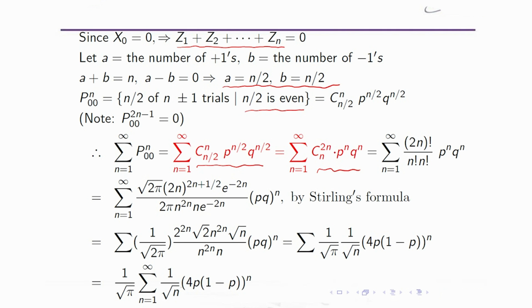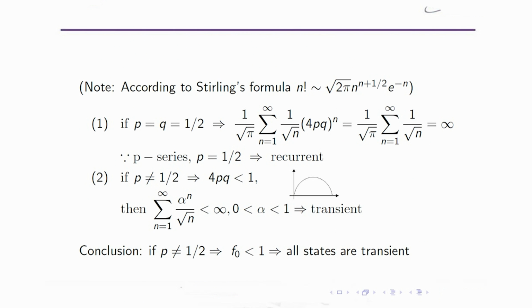And we all know that this combination can be written as factorial, like this. And by Stirling's formula, as we will describe later, this factorial divided by factorial can be written like this, times pq to the power of n. If we organize the equation like this, we can move the 1 over square root of pi outside of the summation, because this has nothing to do with n, right? So we can write the equation like this. Okay? So this is Stirling's formula for your reference.